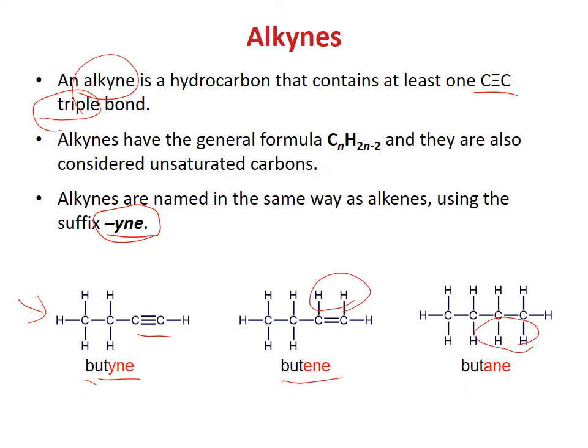So the general formula for alkane is CnH2n+2. For alkene it is CnH2n. And for alkyne it is CnH2n-2.